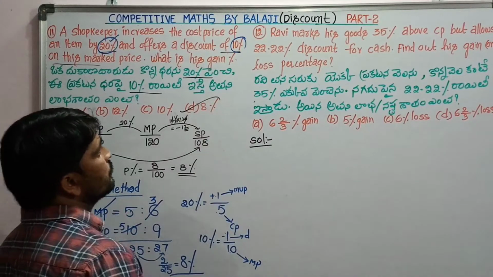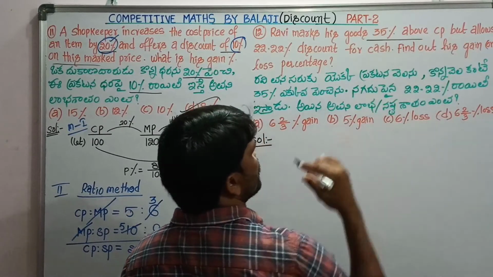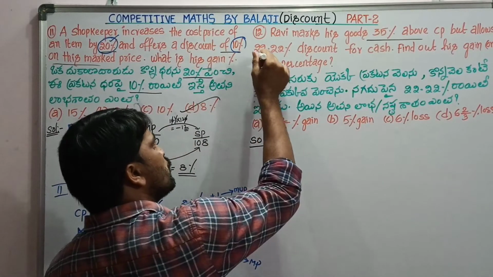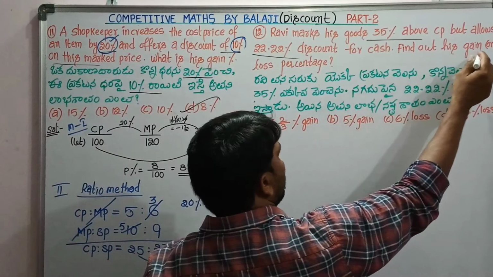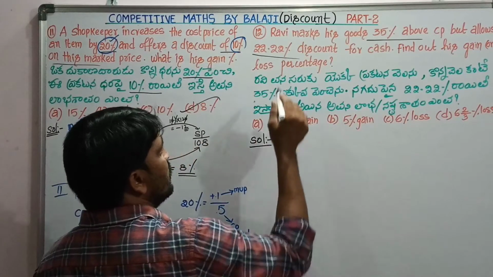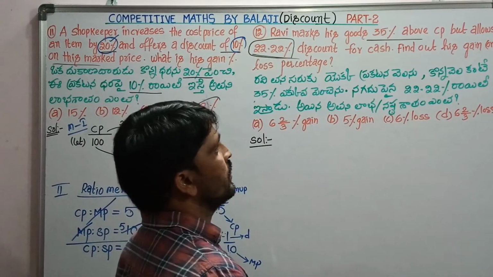So answer is D. Ravi marks his goods 35% above CP, but allows 22.22% discount for cash. Find out his gain or loss percentage. Yes, percentages are typical. We use the ratio method here.